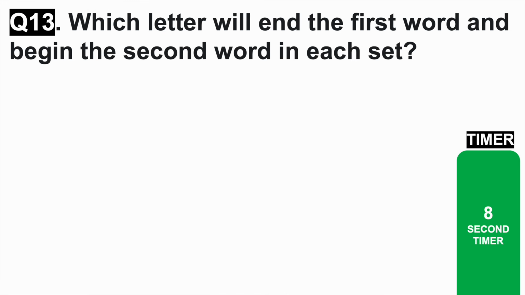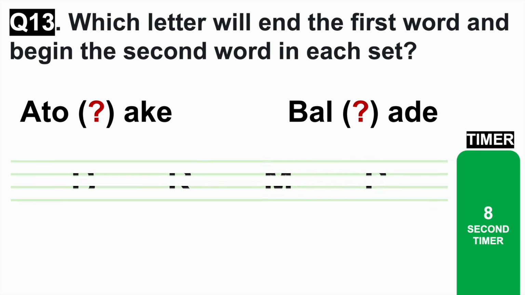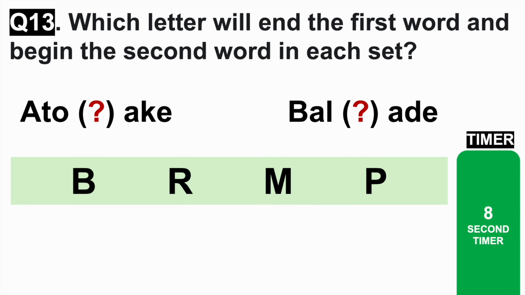English language test question 13. Which letter will end the first word and begin the second word in each set? Here's your 4 letter options. B, R, M, P. Here is your 8-second timer. Tell me the answer in the comments below the video.